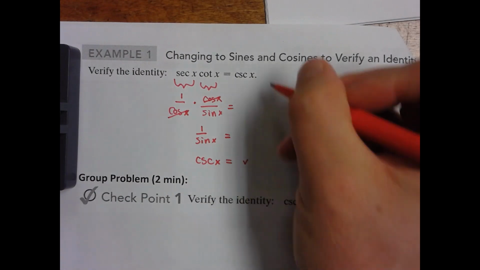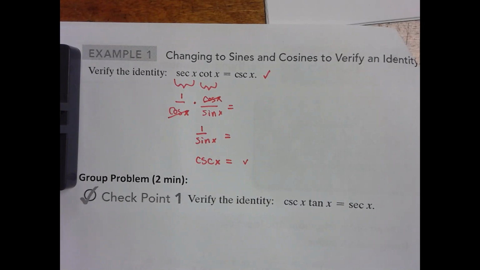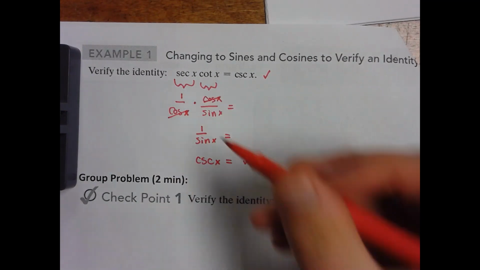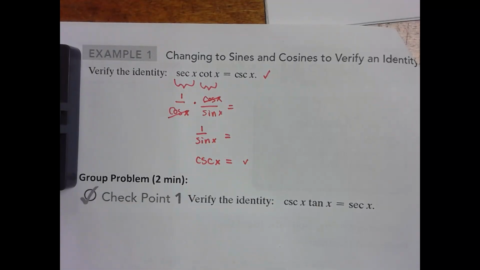So with these, work has to be shown. You can't just cancel things out and say, oh yeah, the left side's going to equal cosecant of x and skip all this work. The work actually needs to show up.